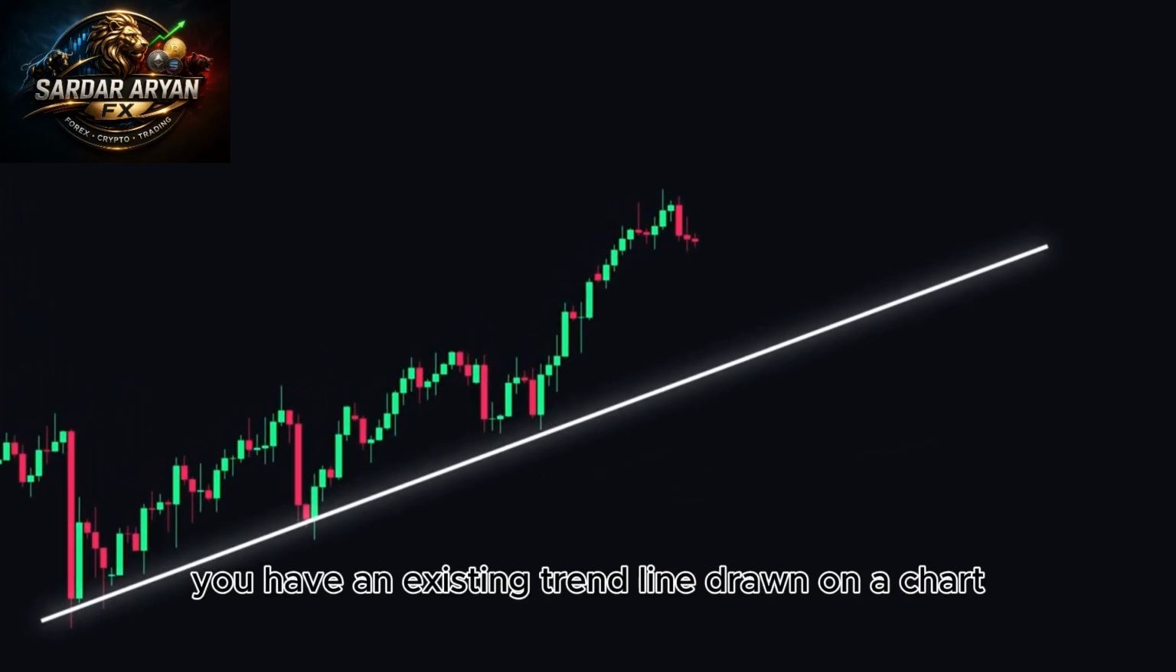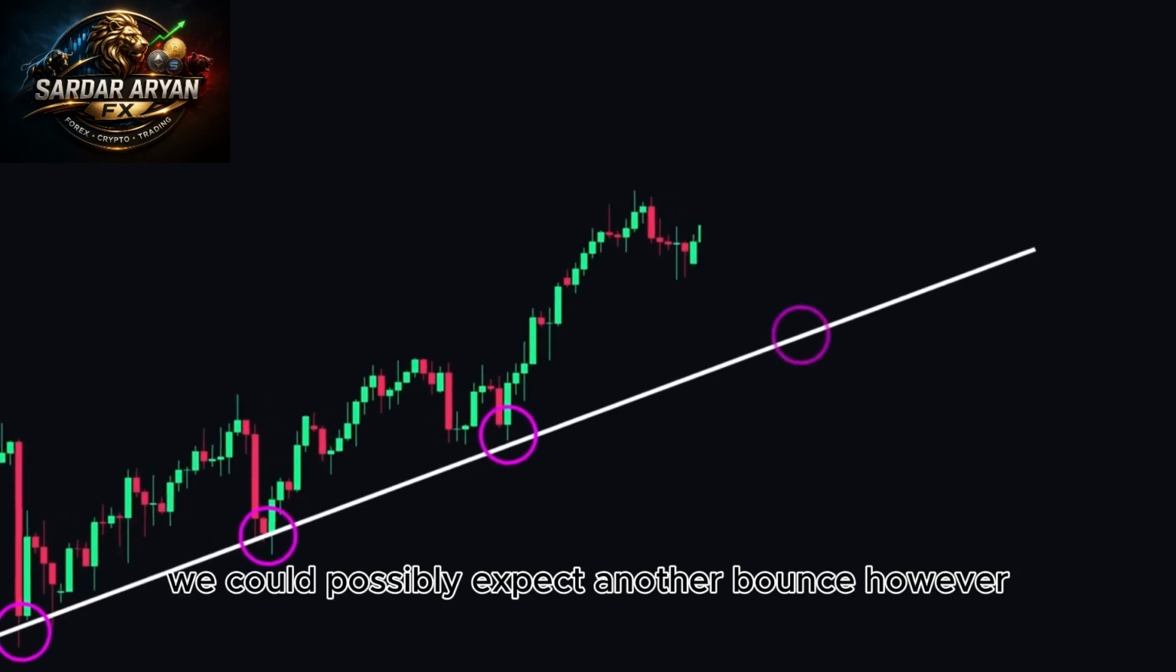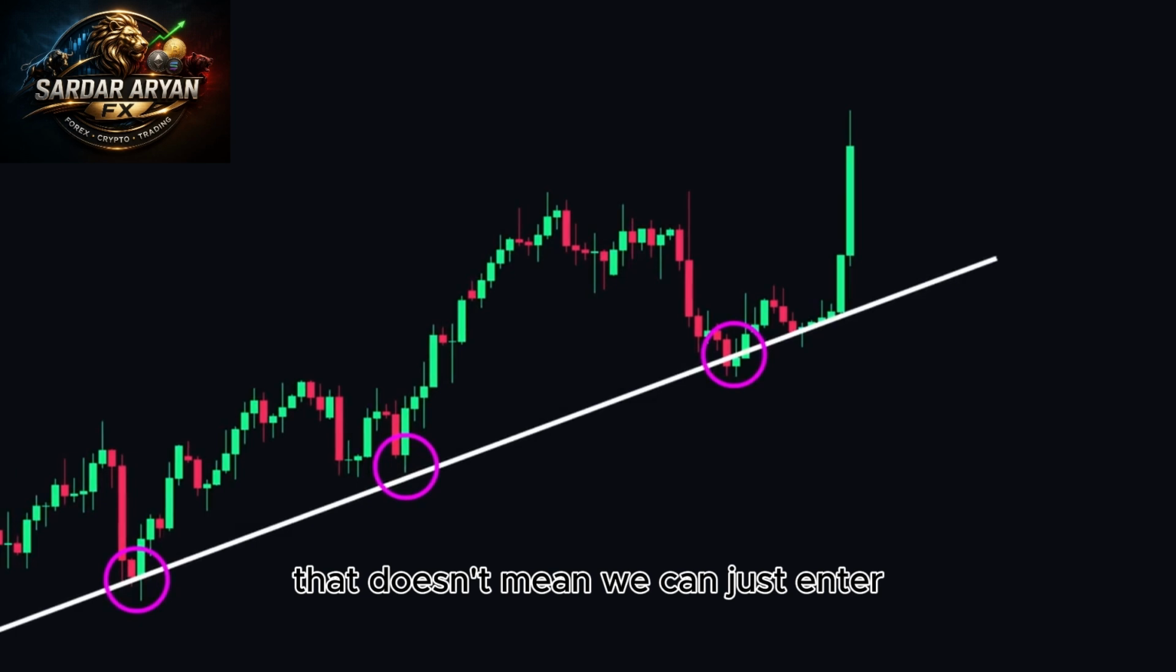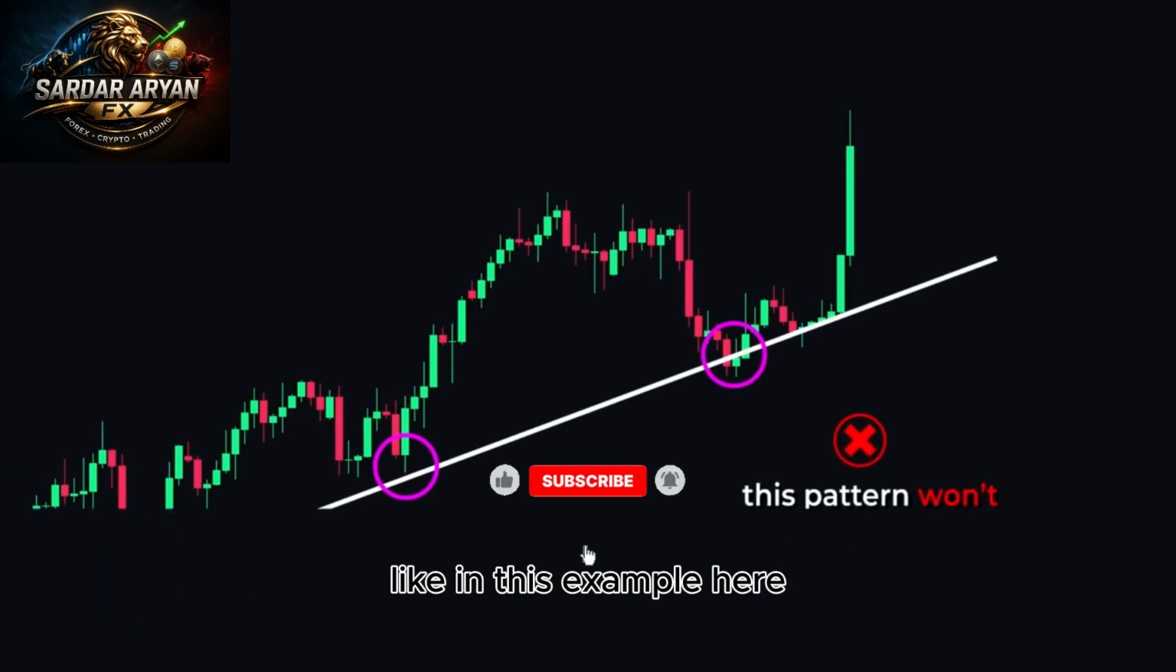Let's say you have an existing trend line drawn on a chart. Now, when drawing a trend line, we can see that price has bounced from it every time it touches in the past. So in the future, we could possibly expect another bounce. However, that doesn't mean we can just enter buy every time price touches the trend line, because this pattern won't always work. Like in this example.